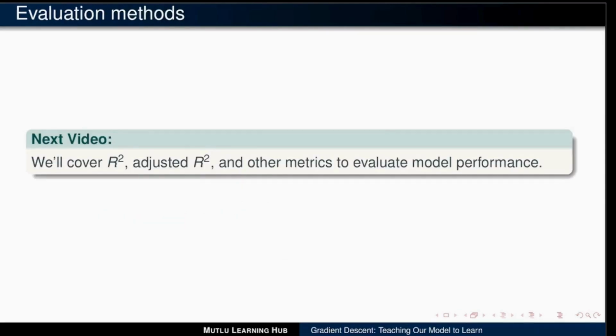In the next video, we'll cover evaluation metrics like R-square and adjusted R-square, which quantify how much of the variation in the data our model explains.